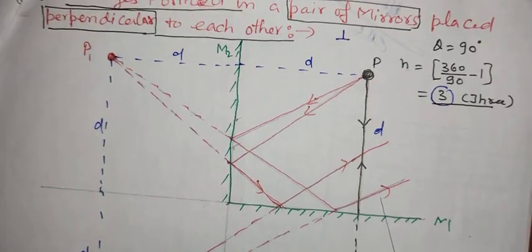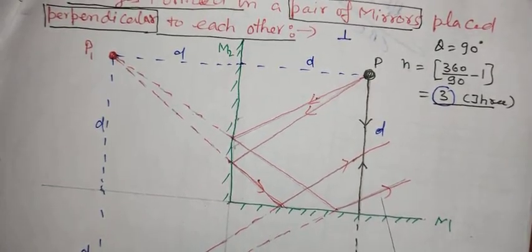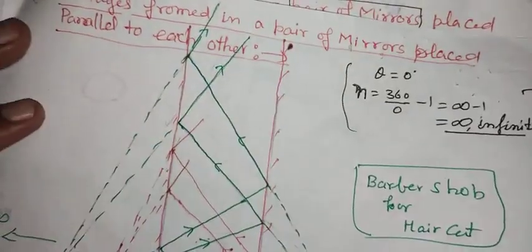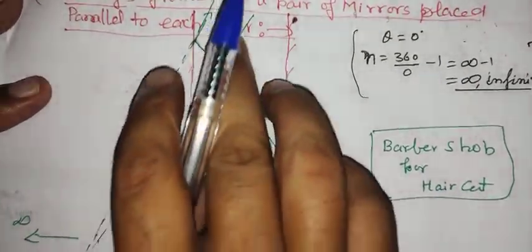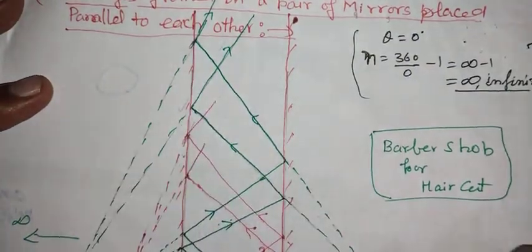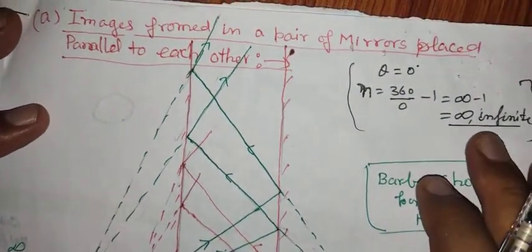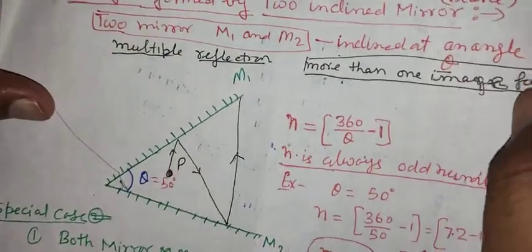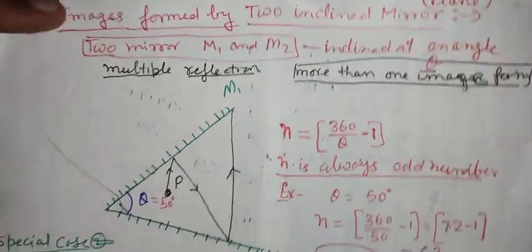I hope you have seen that the number of images formed when both are kept parallel to each other is infinite, and the formula and its meaning.